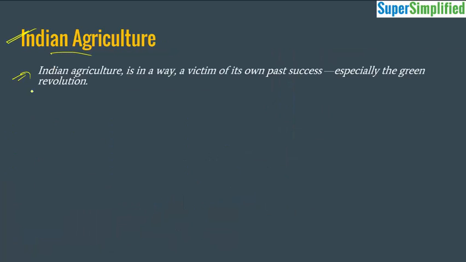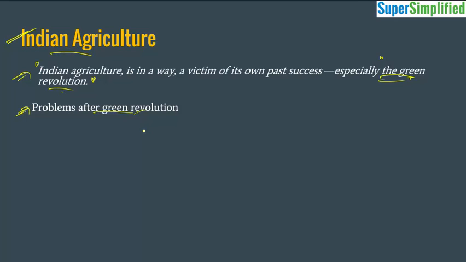Economic Survey chapter 4 starts with this statement. It says Indian agriculture is in a way a victim of its own past success, especially the Green Revolution. We have seen in the previous slide that the Green Revolution was started as a project to attain self-sufficiency, and it was a resolution to the problem of the vulnerability of India because of the dependency on other countries for food grain stocks, right? But the success of the Green Revolution also gave rise to certain problems. So we will see what are those problems which cropped up because of the Green Revolution.